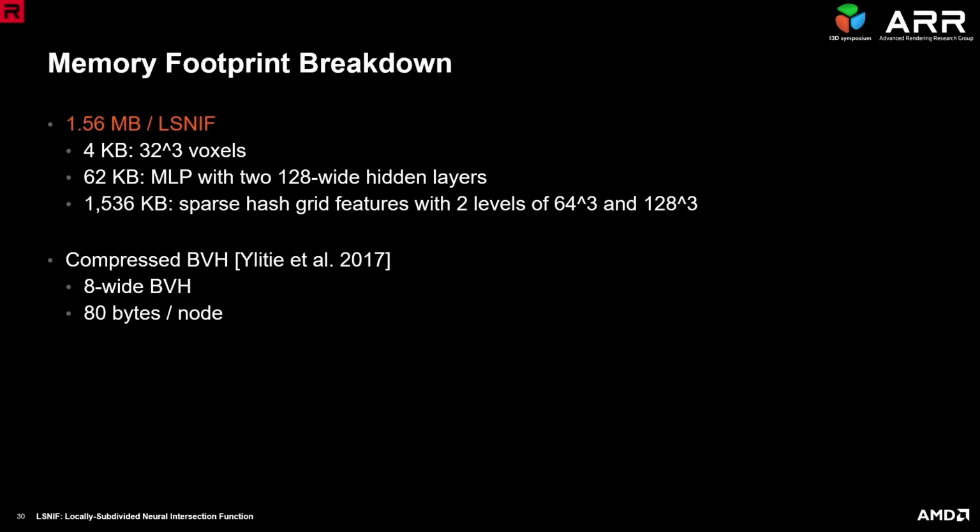Now let's break down the memory footprint of the LSNIF model. A single LSNIF model occupies only 1.56 megabytes, where 4 kilobytes are for voxels with binary occupancy information, 62 kilobytes for the tiny MLP, and about 1.5 megabytes for the sparse grid encoder parameters. To evaluate the memory footprint of LSNIF, we compare it with a compressed BVH using a BVH compression method which Ylitie proposed. This compressed BVH is an 8-wide BVH, and each internal node takes 80 bytes.